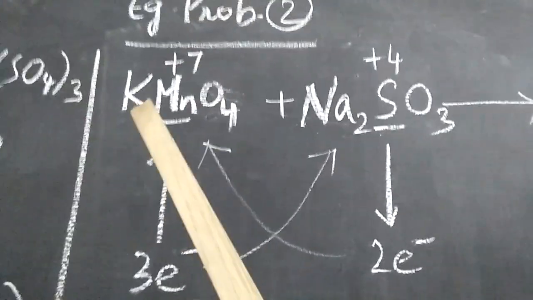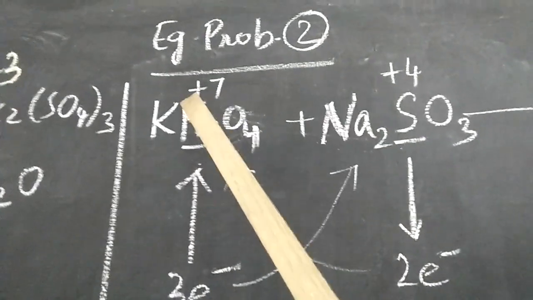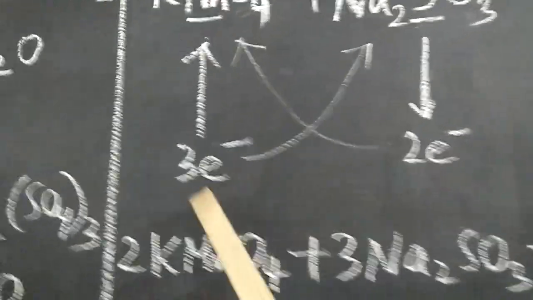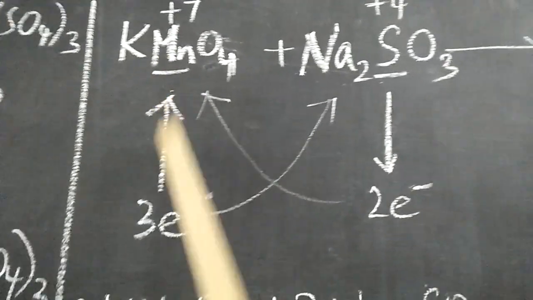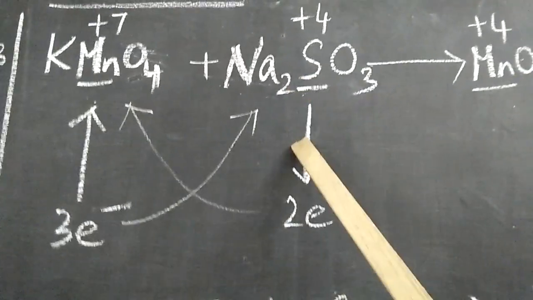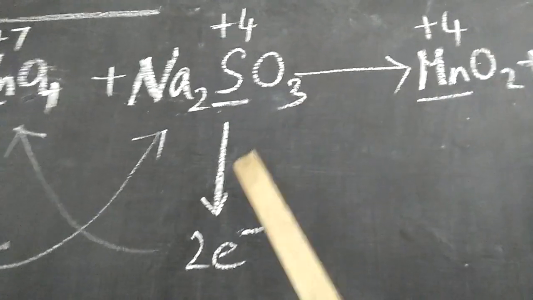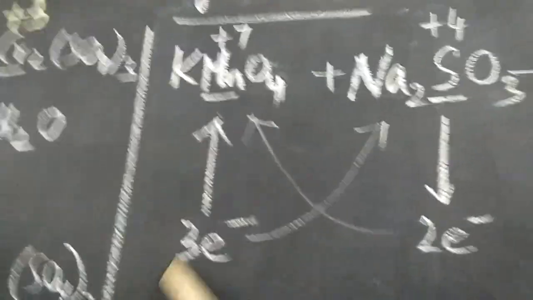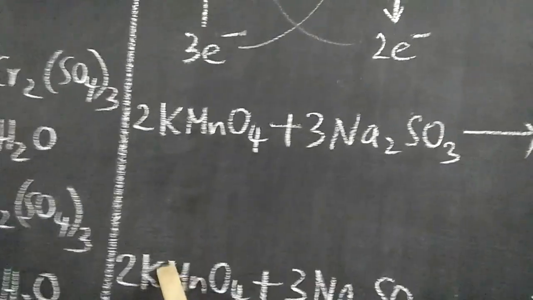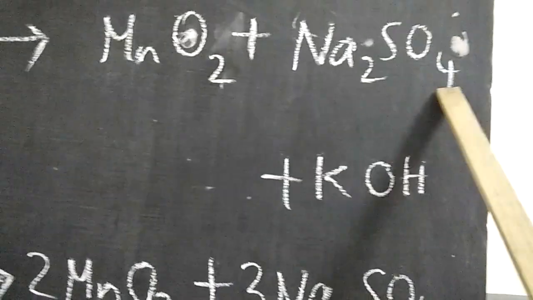So there is a change in oxidation number of manganese and sulfur on the reactant and product side. Manganese here +7, here +4, there is a decrease in oxidation number, naturally there is a gain of electrons. 7 minus 4, 3 electrons are gained. And here there is only one manganese, so I am just writing 3 electrons. Here sulfur is +4, here it is +6. That means there is an increase in oxidation number, so the electrons are lost. How many electrons? 6 minus 4 is 2. 2 electrons. Cross multiply. When you cross multiply, you get 2 KMnO4, 3 Na2SO3 gives MnO2 plus Na2SO4 and KOH.